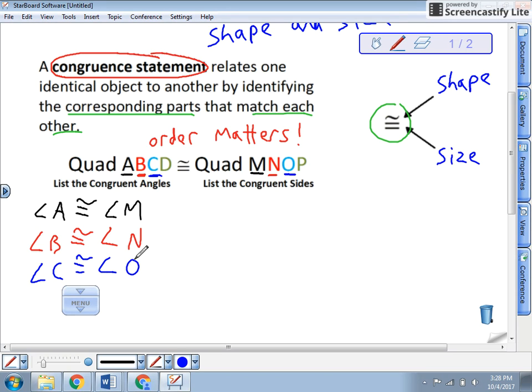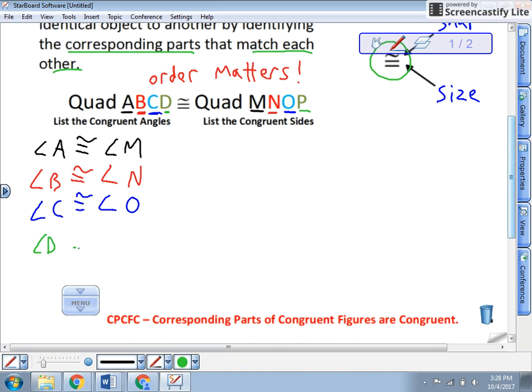I think you get the idea, but here's D as well. D is on the end, so that must go with P. So angle D is congruent to angle P. Those congruent statements, the order matters. It tells you which parts correspond to each other.